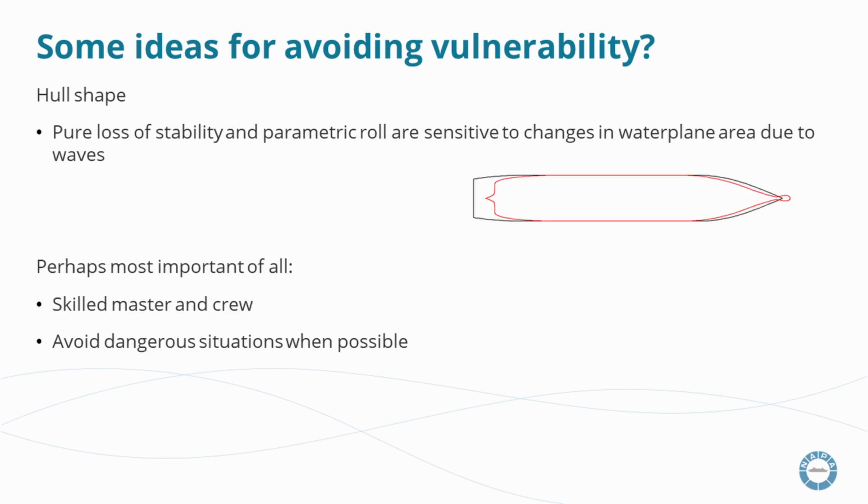And finally, also the hull shape has an impact on the outcome, as the stability variation when a ship is on a wave or not has an influence on pure loss of stability and parametric roll. Still, perhaps most importantly of all, even if it is not a design criteria, is to have a skilled master and crew and to avoid dangerous situations when possible.